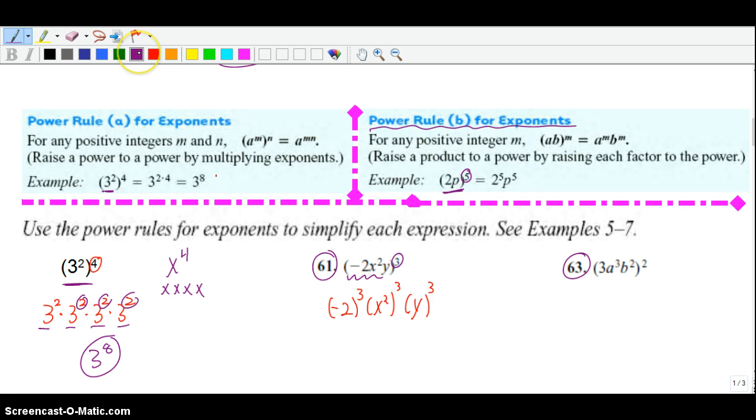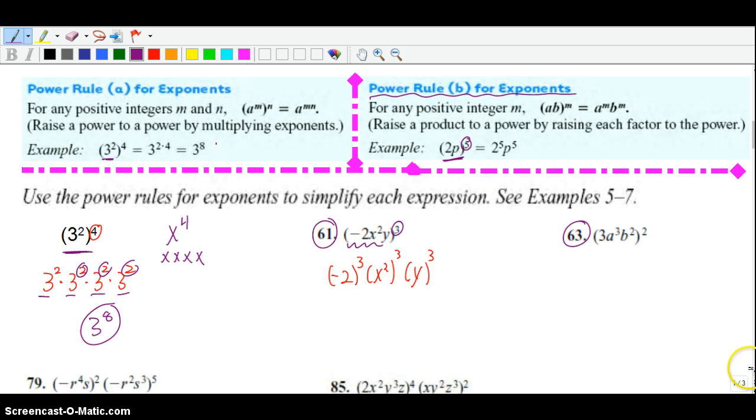And then it's a little bit easier to work these out in smaller steps. So let's see, negative 2 to the third, it should be negative 8. Power to a power, you multiply, so it's x to the 6. And then the y to the third is just y to the third. We just don't need those parentheses any longer. And there we go. That's that.